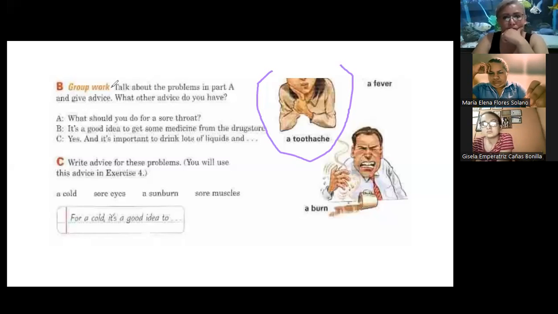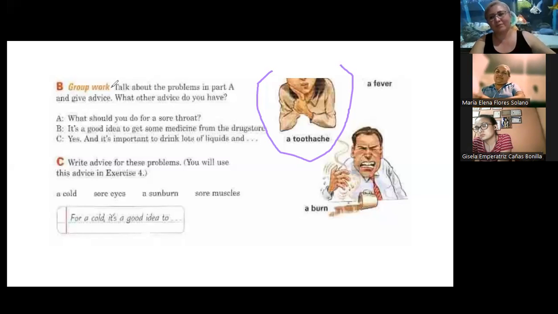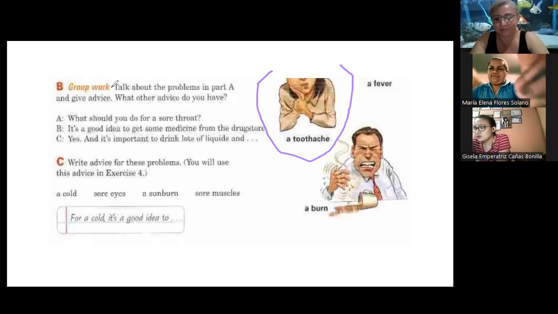Okay, teacher. She takes some clavito de olor. Excuse me? What? Where is that? For a toothache, she takes some clavito de olor, dolor de muelas. Food claves. Oh, okay. ¿Cómo se dice? Food claves. Okay.